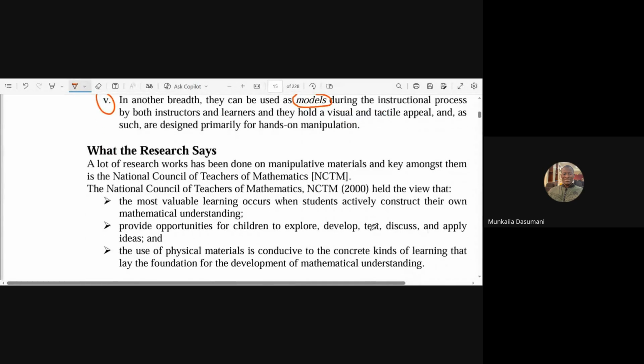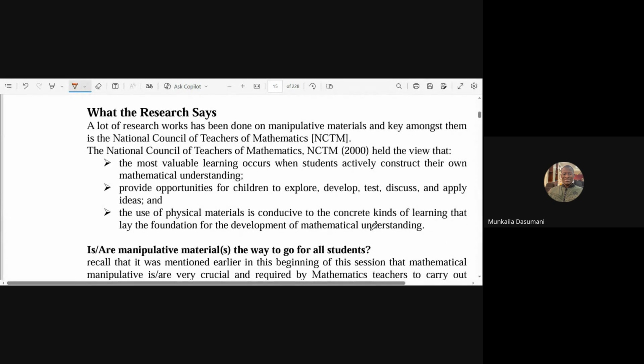And the next question is, what does the research say? What is the research saying about manipulatives? So we talk about the NCTM. Can somebody take us through what the research says about manipulatives? Yes, somebody should take us through that because now we know what manipulatives are. Yes, Richard Latte.